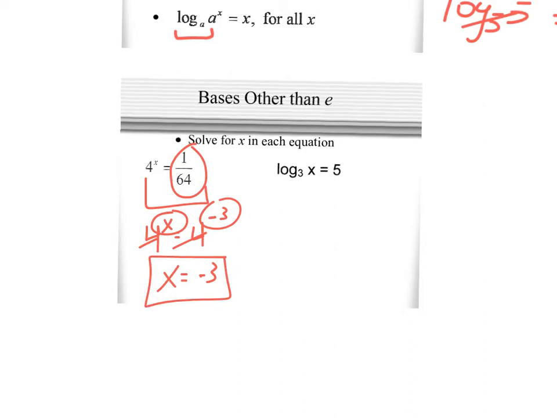This one, just a quick reminder, put it in exponential form. So the base 3 to the 5 equals x. So 3 to the 5th, or 243. Again, running through these quickly because they're refreshers for you.